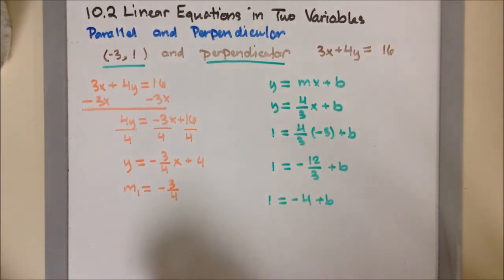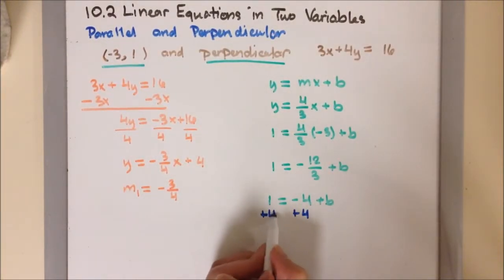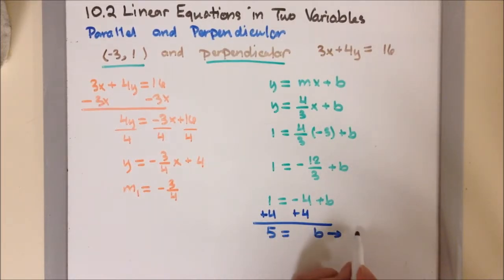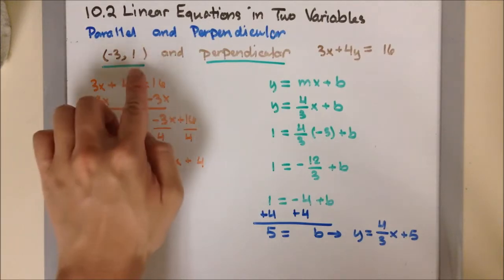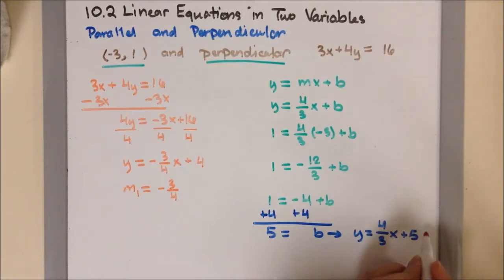To solve for b, I'm going to cancel out the -4, so that means I'm going to add 4 to both sides. So it's going to be 5 equals b, or b equals 5. Therefore, my new equation is y equals positive 4/3 x plus 5. So that's my linear equation that goes through this point and is perpendicular to that linear equation.